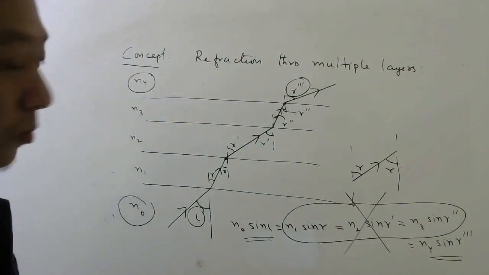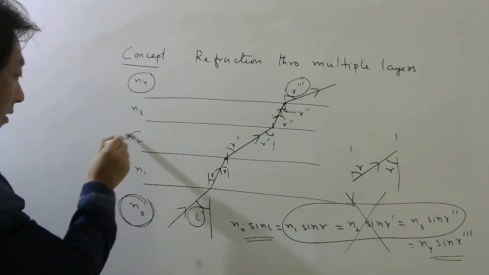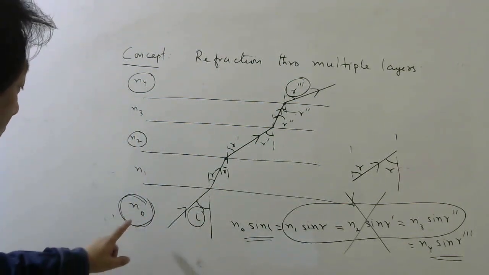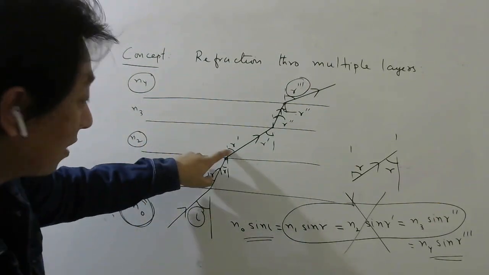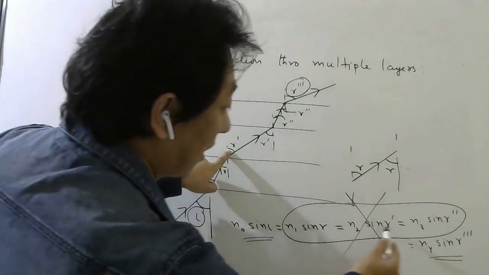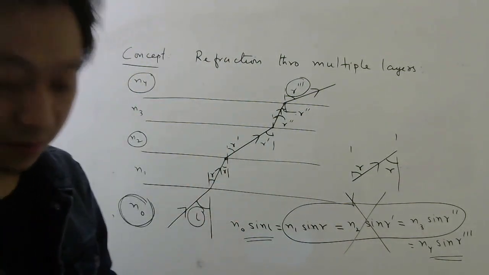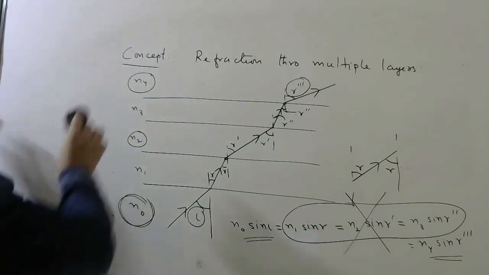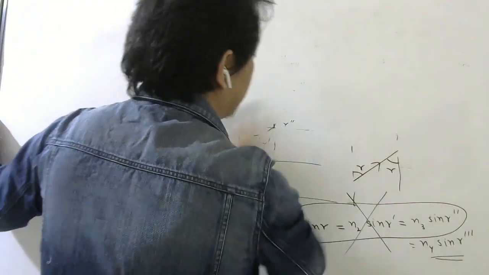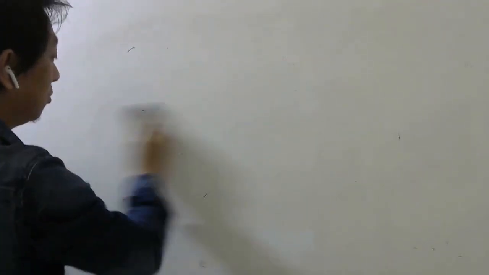So the important point is you can take any two refractive indices, this and this. Then you can write n naught sin i is equal to n2 sin r, but that r is r dash. Okay, so keep this in your mind and make a note. If you remember this, then you don't have to write Snell's law at every surface. That is why I wanted to do this discussion.